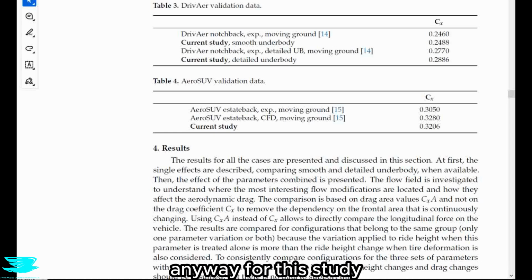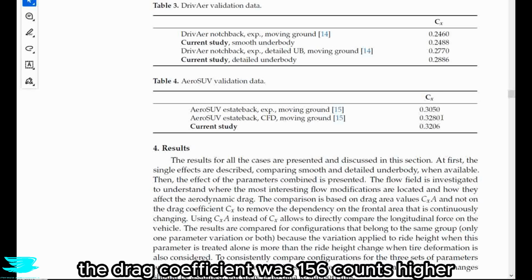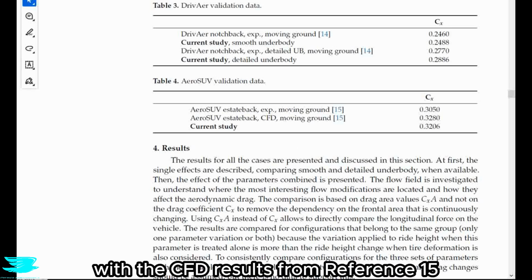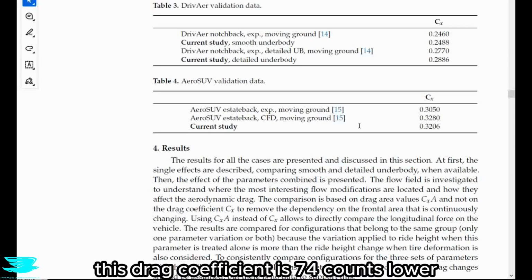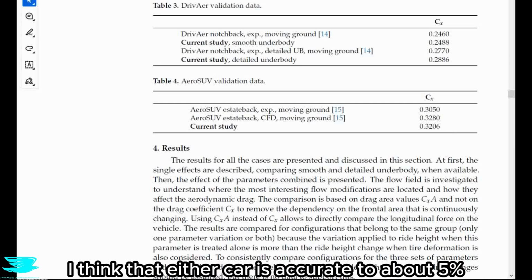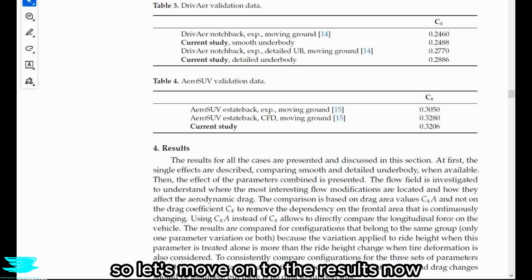Anyway, for this study, the drag coefficient was 156 counts higher than the experimental data, which is about a 5% difference. But comparing this CFD with the CFD results from reference 15, this drag coefficient is 74 counts lower, so a 2.3% drop. So overall, I think that either car is accurate to about 5%. So let's move on to the results now.